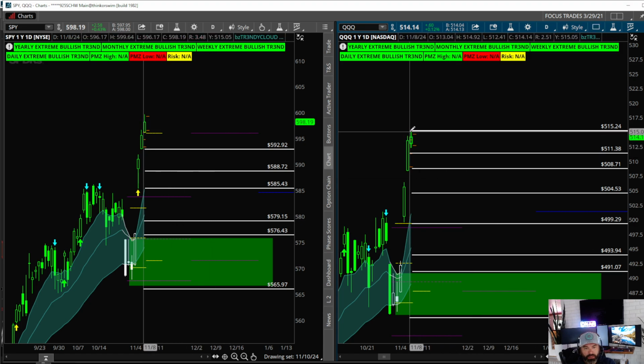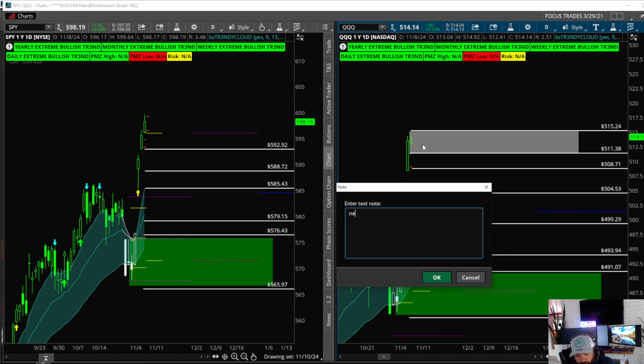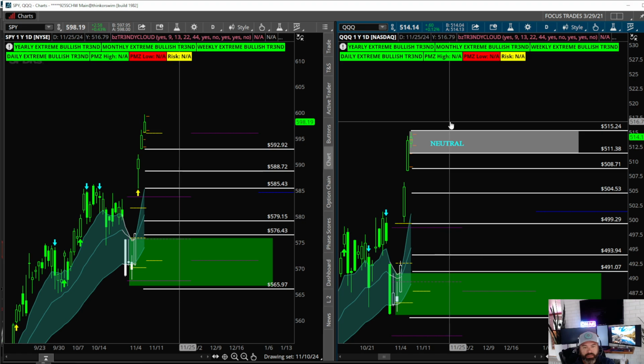Boom. This is my neutral strategy. This right here is called a neutral zone. Again, if you want details on why I do the things I do, I have videos out there. So this is going to be my neutral zone, and we're going to title it neutral. It's going to look like that.